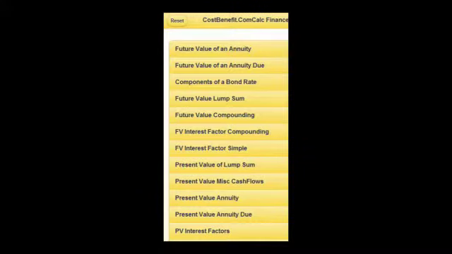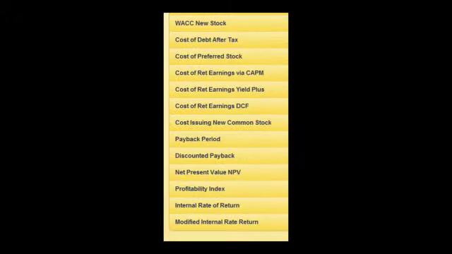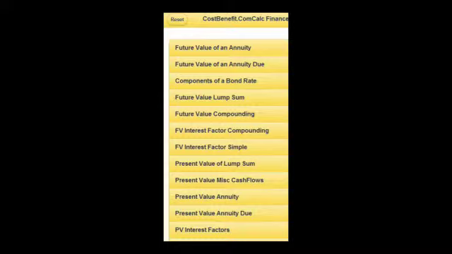I'm here to look at the CostBenefitCom Calc Finance Edition, and what we have here is a series of functions that you'll see. We can do anything that has to do with future and present value, and this current version is just focused around some of the things that a finance student or a person who uses financial applications all the time would probably be more interested in. And it also has some capital budgeting related finance components at the bottom, as well as some stock related calculations.